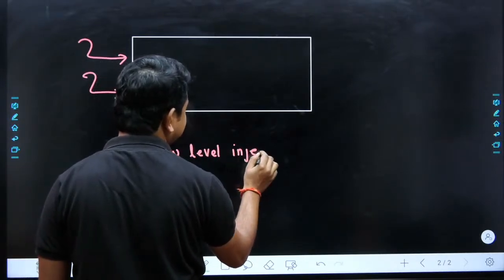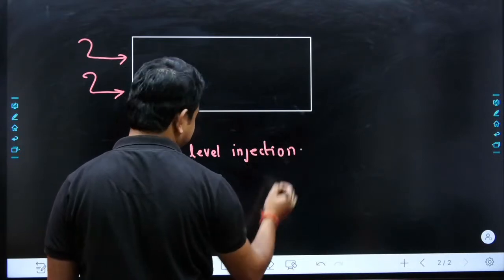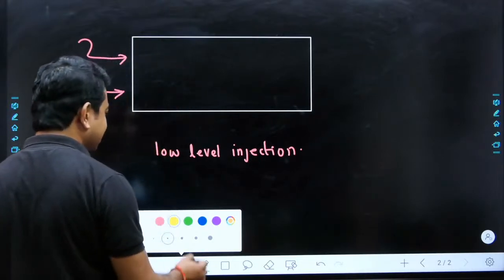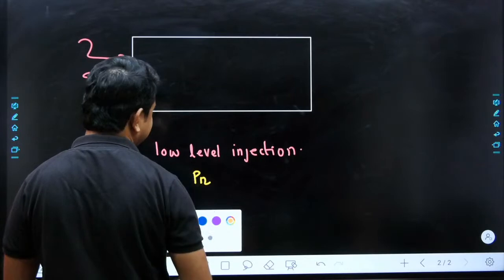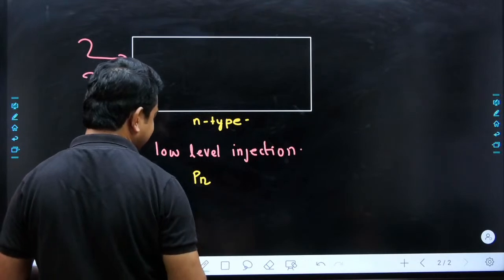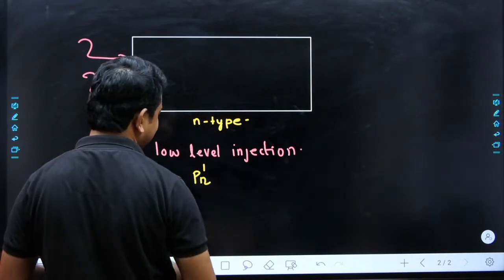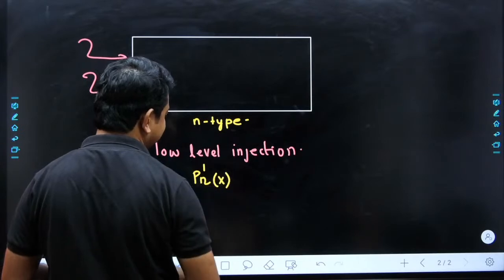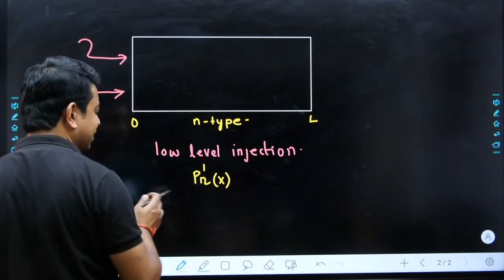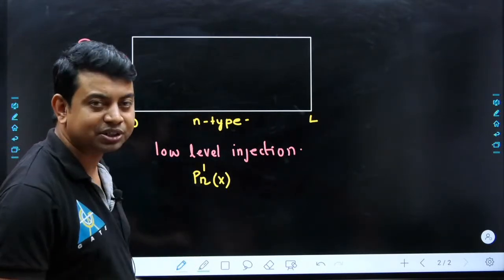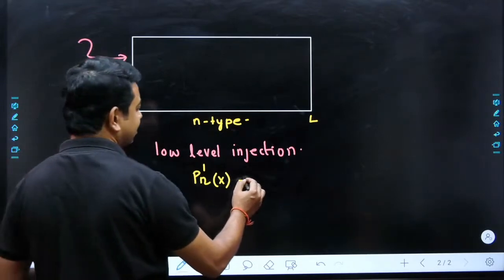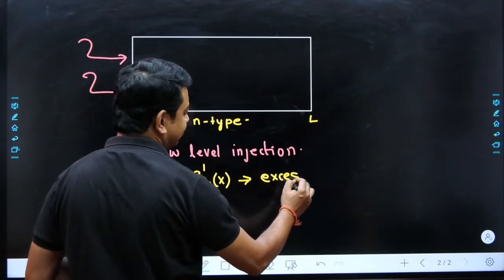Why is it called low level injection? Everybody watching this lecture should know why. Low level injection means the injected minority charge carriers are few. Suppose this is an N type semiconductor and the injected minority charge carriers are P dash N, starting from 0. If this is the length L, then P dash N of x is nothing but the excess minority charge carriers that have been injected into the semiconductor. So these are the excess minorities.